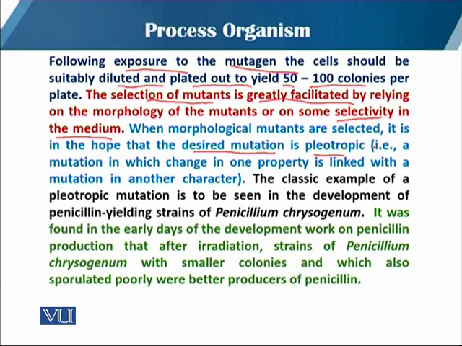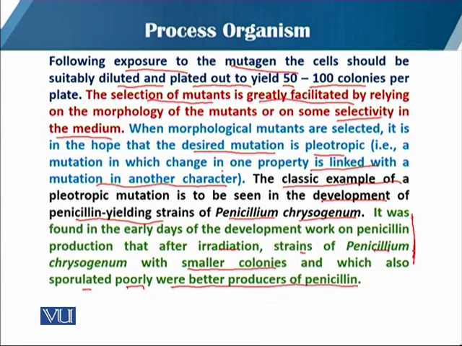What is pleiotropic? Pleiotropic is the mutation in which a change in one property is linked with a mutation in another character. The classical example of the pleiotropic mutation is seen in the development of penicillin-yielding strains of Penicillium chrysogenum. It was found in the early days of the development work on penicillin production that after irradiation, strains of Penicillium chrysogenum with smaller colonies, which also sporulated poorly, were better producers of penicillin. So these are the changes that occur in that mutant, because it has very small colonies and is poorly sporulated.